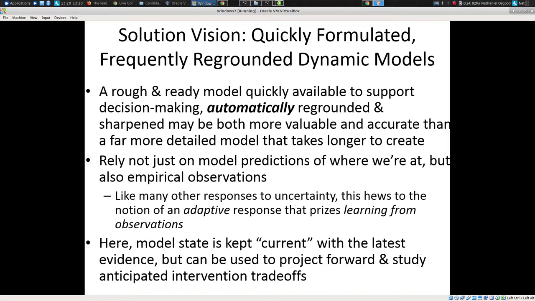So the idea here is to try to provide a way that even rough and ready models can be built quickly, but automatically kept current with evidence, automatically regrounded and sharpened by evidence when evidence comes in. So we can build the model quickly and then have it honed, much as we'd hone it with a knife sharpener. We could have it honed by data, and kept current by data, much as when we're walking home. Maybe we're looking at our smartphone most of the way, but if we look up occasionally, we'll know where we are and can route ourselves in a way that's very confident.